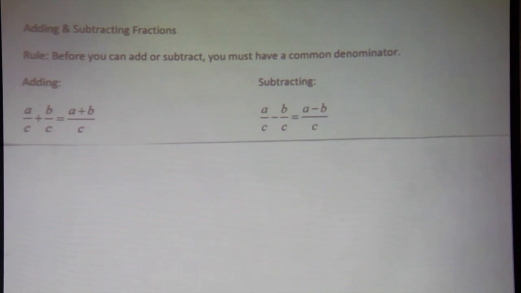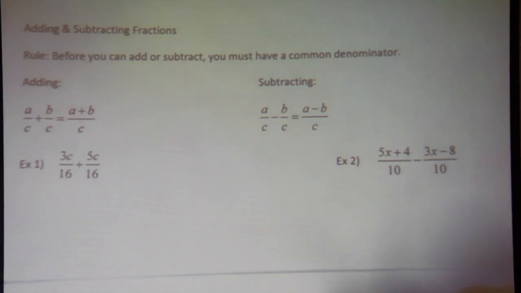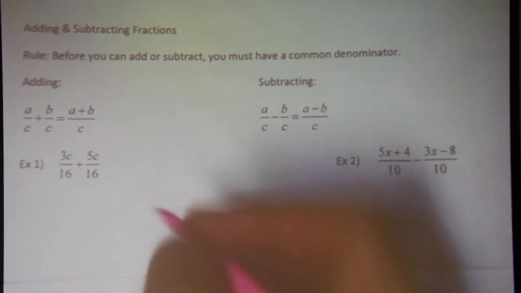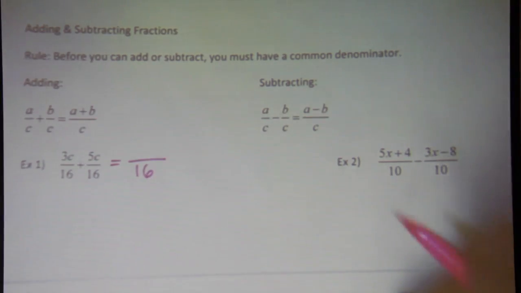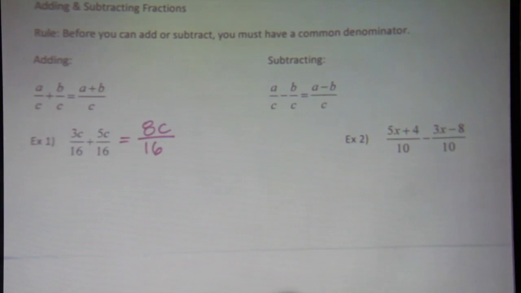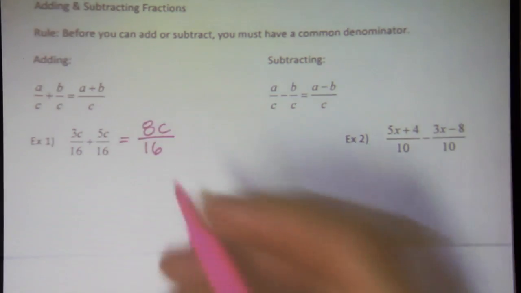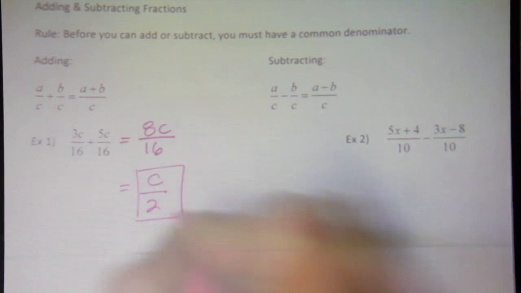So those are just little examples of what it'll look like. So we have two examples for you to work with. You can pause them if you need to write them down. On this first one, we have common denominators already, so we get to keep the denominator, add the numerators, so 3c and 5c is 8c. You should also always make sure that it is simplified all the way. In this case, 8 over 16 is going to simplify, so I get c over 2.